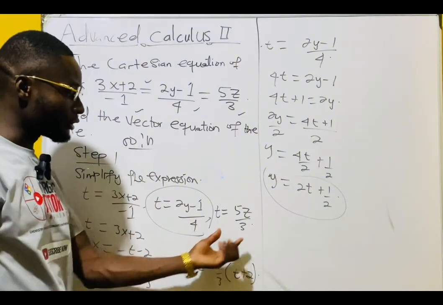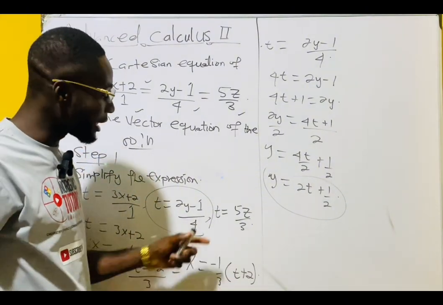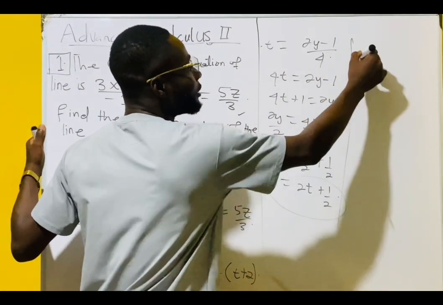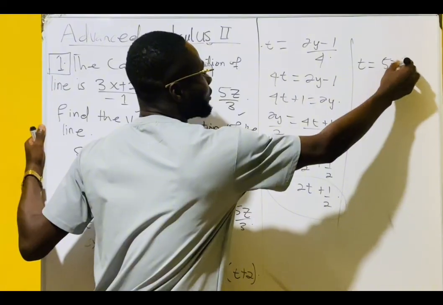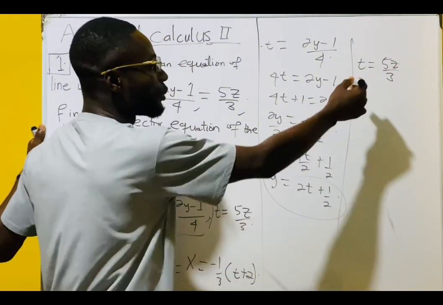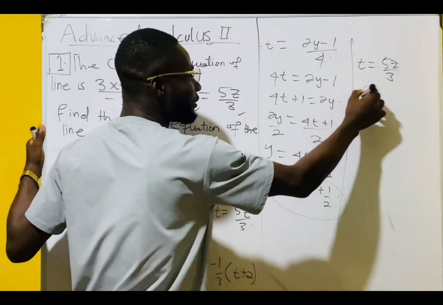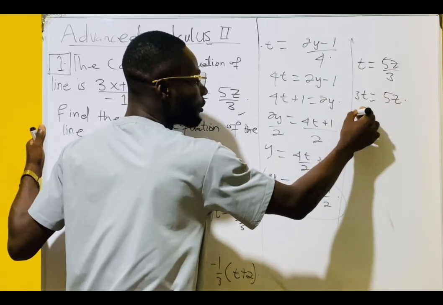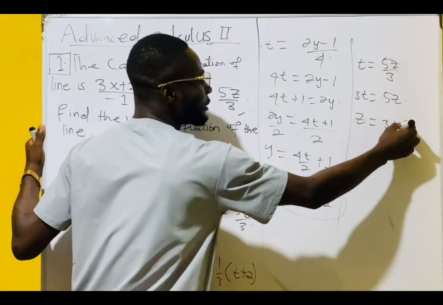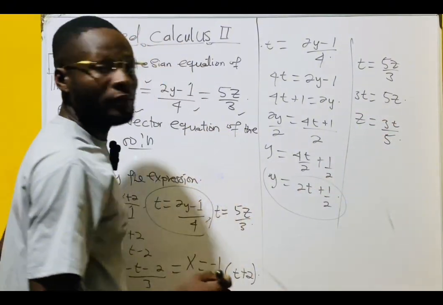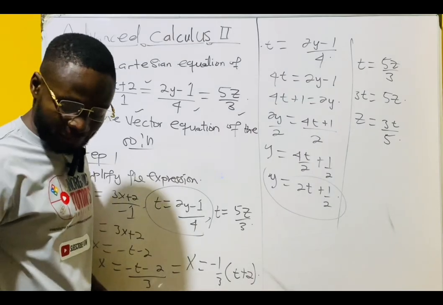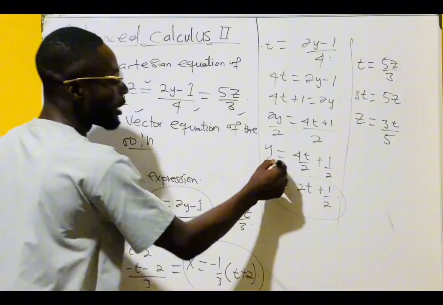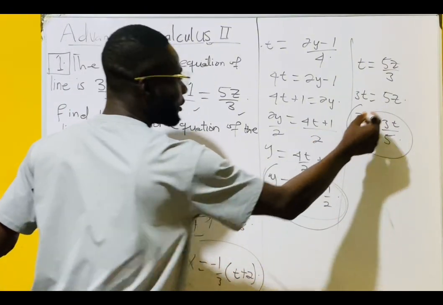The same thing applies to the last component. So we are going to make z the subject as well. So here, we say that t should be equal to 5z over 3, right? So making z the subject, we're going to have 3t equals 5z, right? So z will be 3t over 5, right? So we have the x as this, we have the y, and we have the z, right?